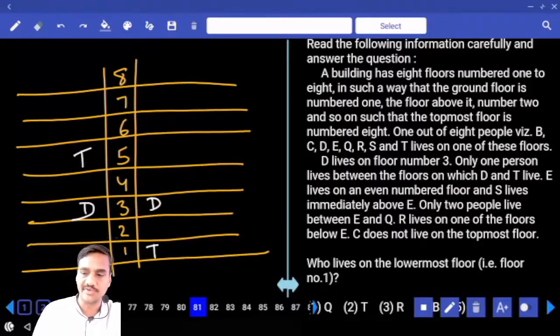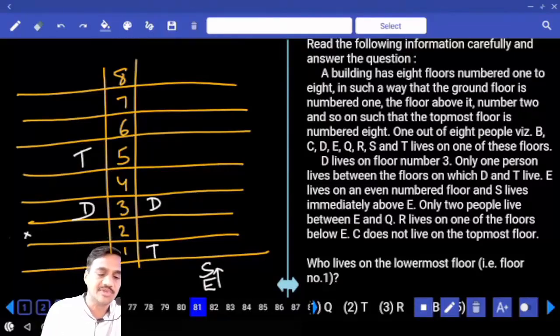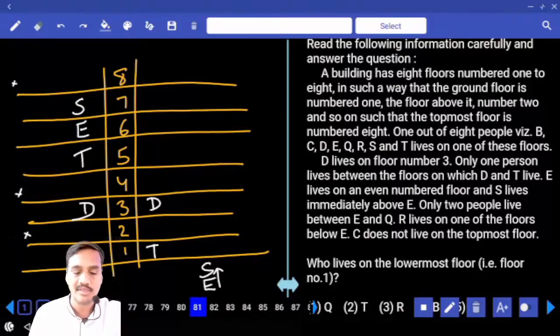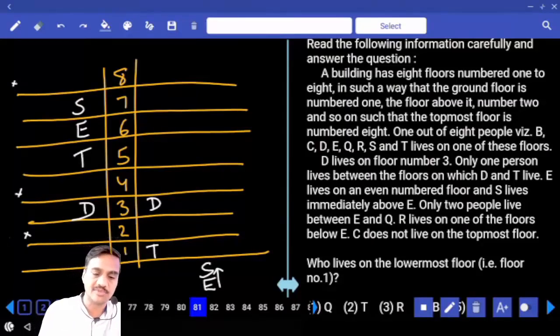E lives on an even number floor and S lives immediately above E. S is immediately above E and E lives on an even number floor. Hence, E cannot be on the second floor, cannot be on the fourth floor, cannot be on the eighth floor. Here E must be on the sixth floor and S is here. Next, coming back to this one, E cannot be on the second floor. E can be on the fourth floor. S is here, that is one possibility.